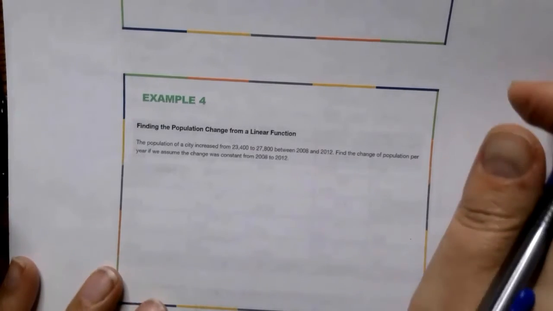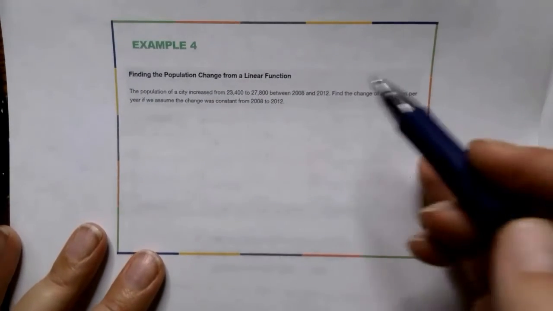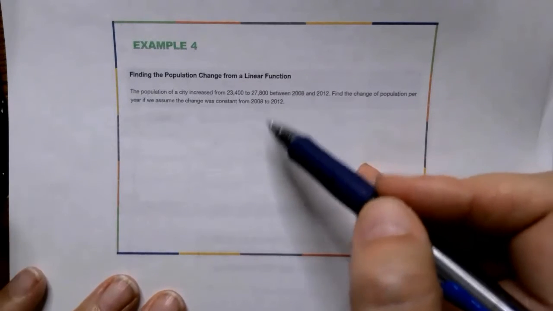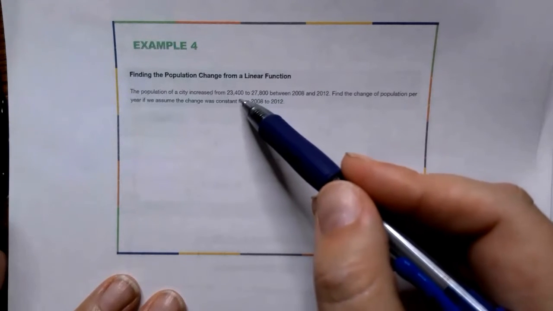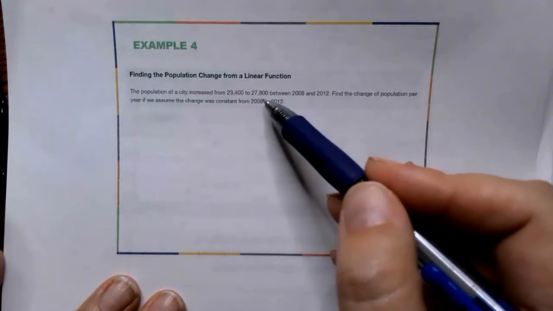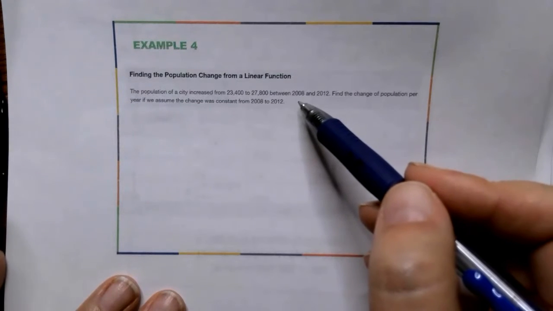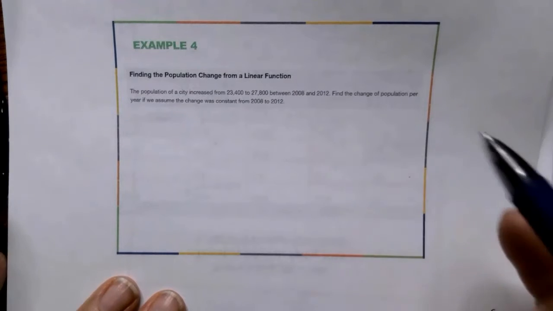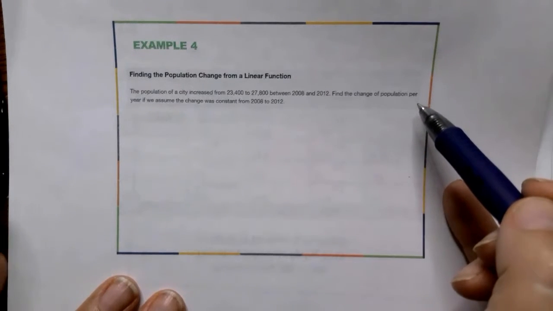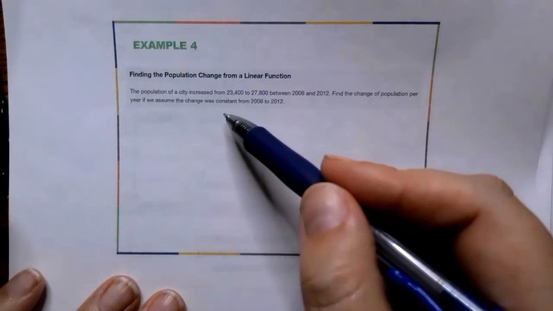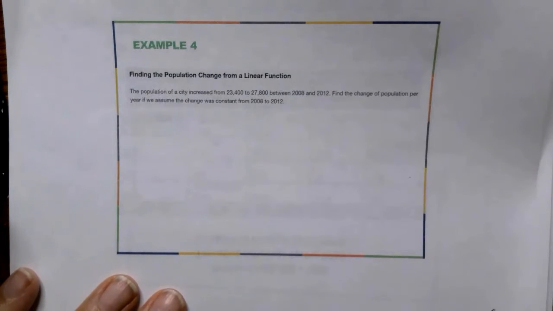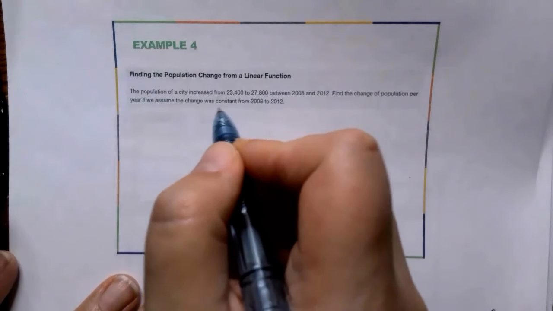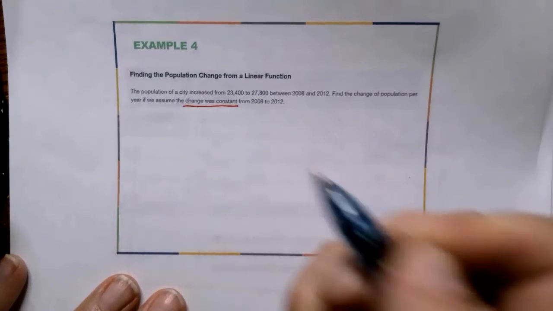And that's basically how do we apply it. So here it says finding the population change from a linear function. The population of a city increased from 23,400 to 27,800 between 2008 and 2012. Find the change of population per year if we assume the change was constant from 2008 and 2012. Okay, so here's an important piece of information. The change was constant.